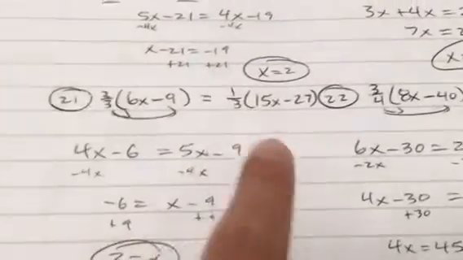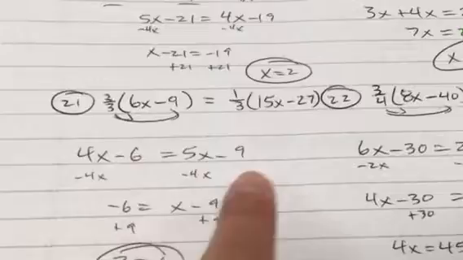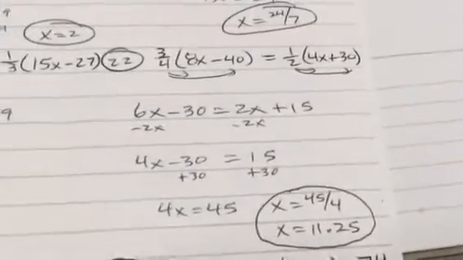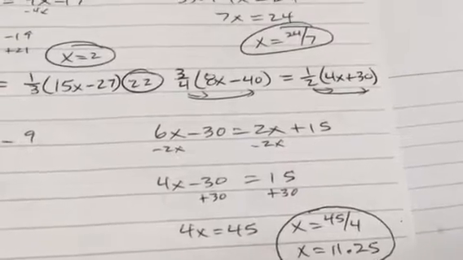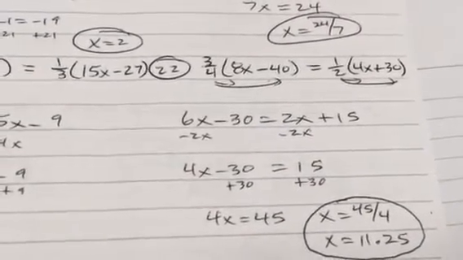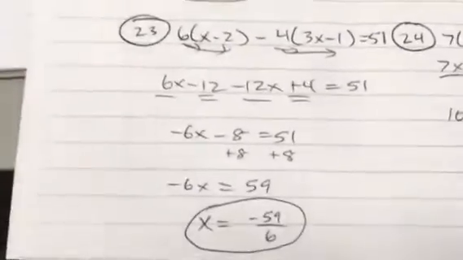Use distribution, folks. 5x is bigger than 4x, so let's subtract. Add 9 to the other side. There we go. All right, use some distribution. Move the 2x over to the other side. You get 4x minus 30 is 15.